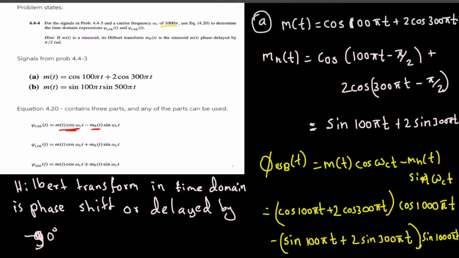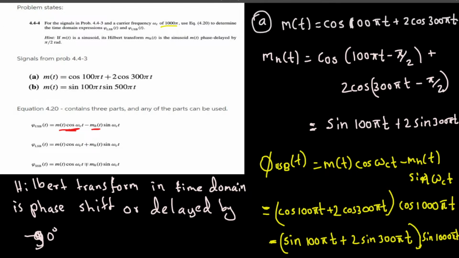Okay, and if you look at the difference between USB and LSB, it is only the sign. Here we put a minus sign. This is continuous, and I put it down here because of no space, but this is minus right here. But for the LSB, that's plus. Other than that, everything is going to be the same.